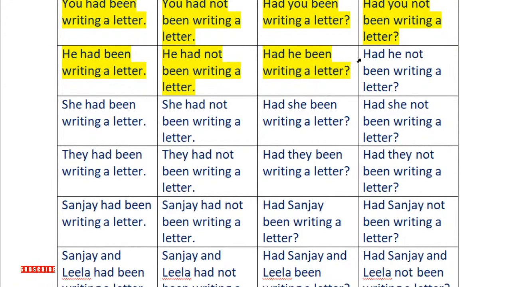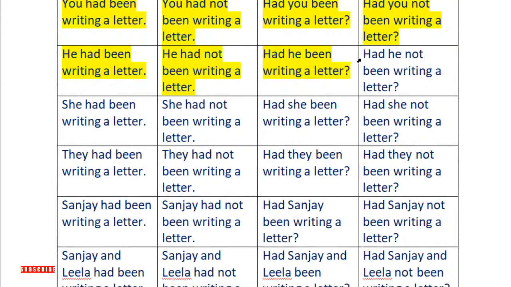Then Sanjay had been writing a letter. Sanjay had not been writing a letter. Had Sanjay been writing a letter? Had Sanjay not been writing a letter? Then Sanjay and Leela had been writing a letter. Sanjay and Leela had not been writing a letter. Had Sanjay and Leela been writing a letter? Had Sanjay and Leela not been writing a letter?